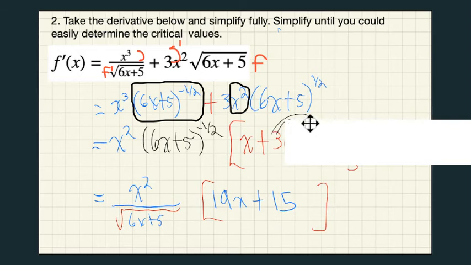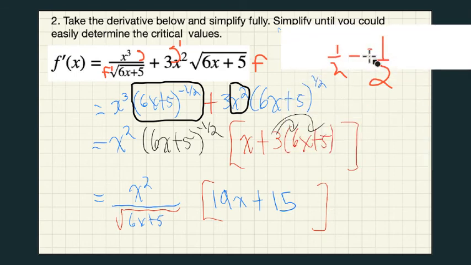And then what's going to be left? Ooh, this is a tricky one. I've got 6x plus 5 to the 1/2 divided by 6x plus 5 to the negative 1/2. And let's think about that for a second. If we're dividing, we're subtracting exponents. So I've actually got 1/2 subtract negative 1/2. And that, I think we know, is 1/2 plus 1/2, which is 1. So I'm just going to have 6x plus 5 in a set of brackets. Okay, so we have that right there.